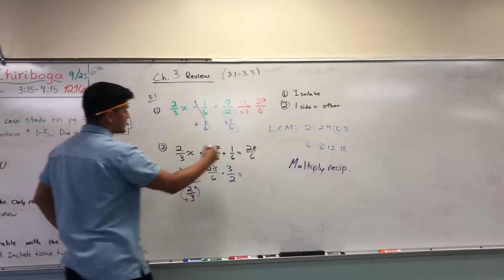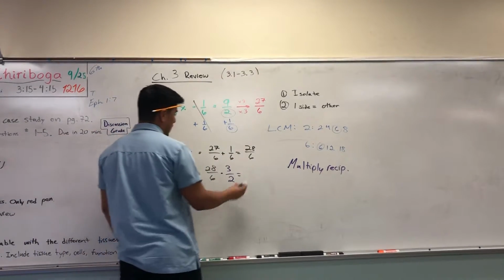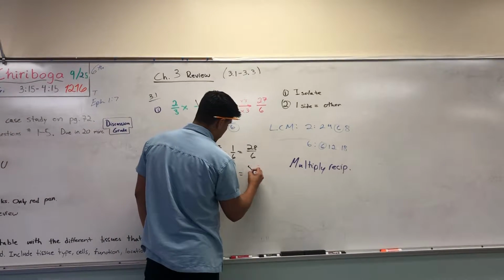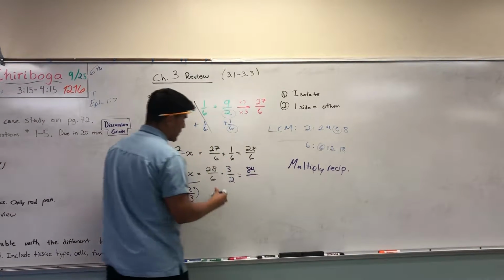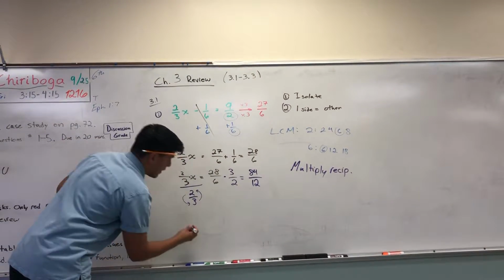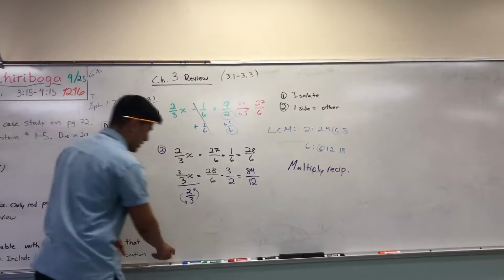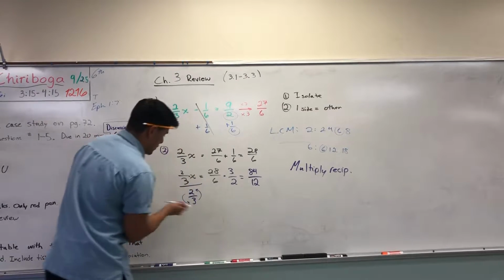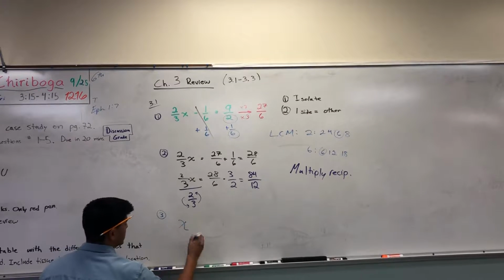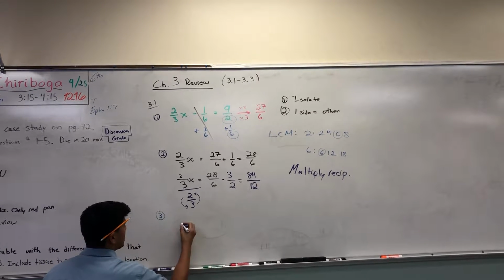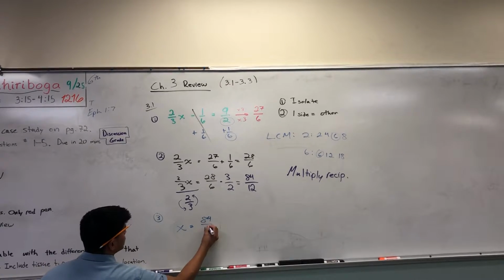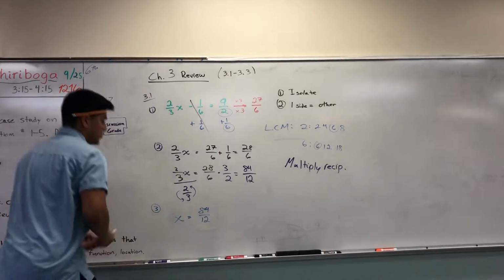28 over 6 times 3 over 2. 28 times 3 is going to give you 84, over 6 times 2, which is 12. All right, then we have, and this is the last step, that x equals 84 over 12.